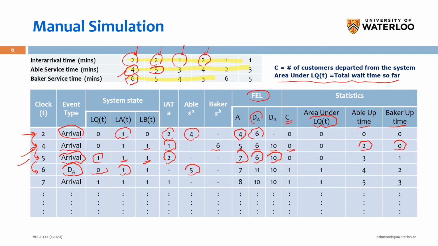And again, the next arrival will be at time 7, the next departure from Able at time 11, and the next departure from Baker at time 10. Again, if we take the minimum, the next event will be arrival at time 7, right? And in the same manner, we update the statistics here, and that's it. So as you see, this manual simulation is exactly working based on the flowcharts and the logic that we just formulated.